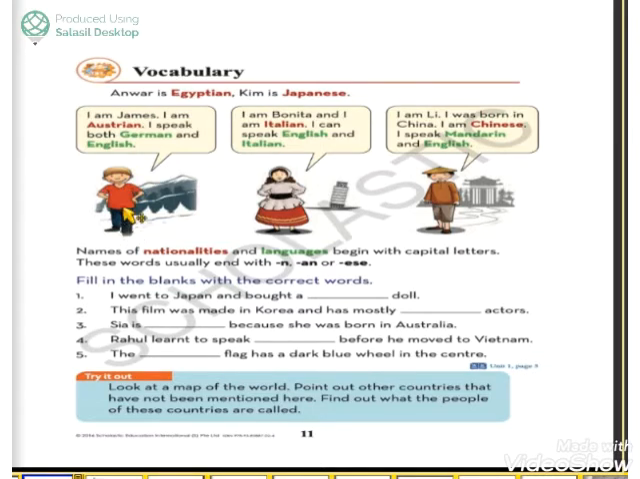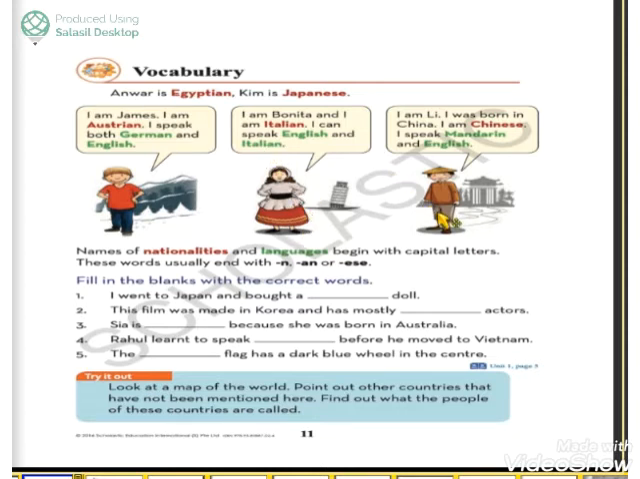Excellent. Let's go to picture number 2. What is her name? She is Conita. Where does she come from? She comes from Italy. She is Italian. What language does she speak? She speaks 2 languages, English and Italian. Good.